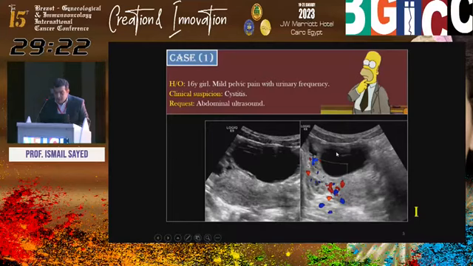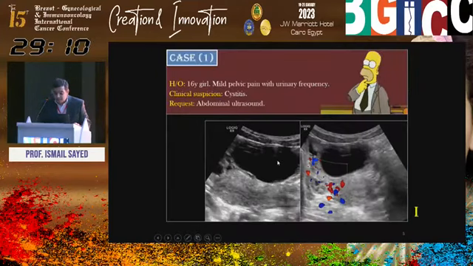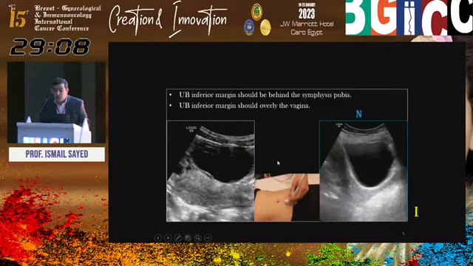Good. Let's revise some basic morphology. Urinary bladder in TS view should be rectangular, not circular. Urinary bladder in LS view should overlie the cervix and vagina, inferior or behind symphysis pubis, the shadowing structure. But here it overlies the cervix. This is at a higher location.